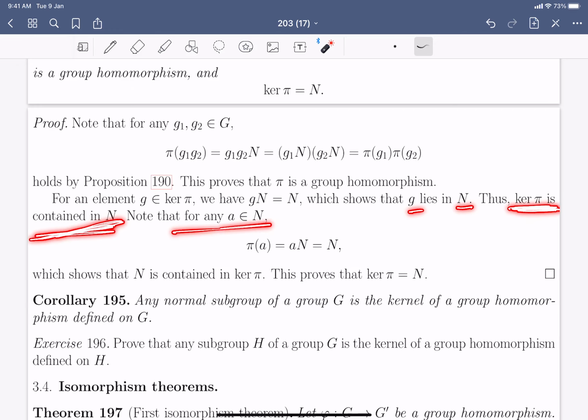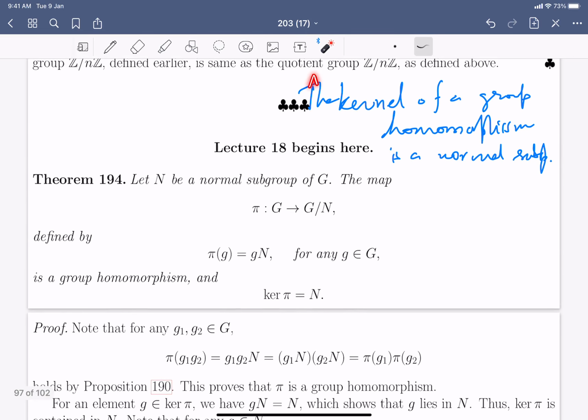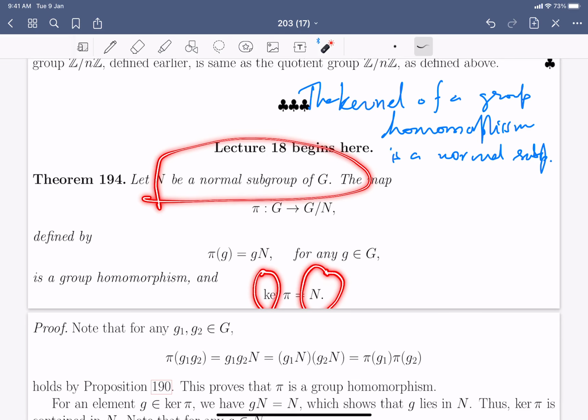Okay, and now for any element a inside N, pi of a, which is aN by definition, has to be equal to N, since we started with an element a from N. And this shows that N is contained inside the kernel of pi. So you have proved that the kernel of pi is equal to N. As I was explaining at the very beginning, we already know that the kernel of a group homomorphism is a normal subgroup, and now this theorem shows that if you start with a normal subgroup N, then this N is equal to the kernel of some group homomorphism pi.